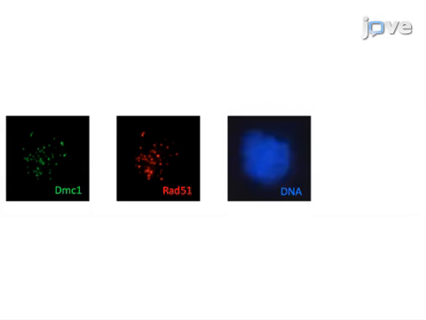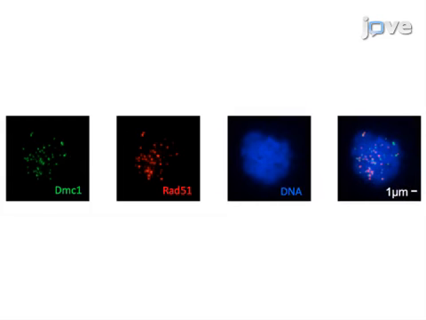Ultimately, immunofluorescence microscopy is used to examine the distribution of chromosome-bound proteins. These representative images are of a spread meiotic nucleus immunostained for the recombination proteins DMC1 and RAD51.